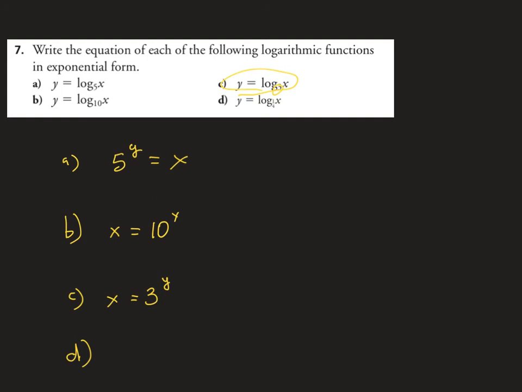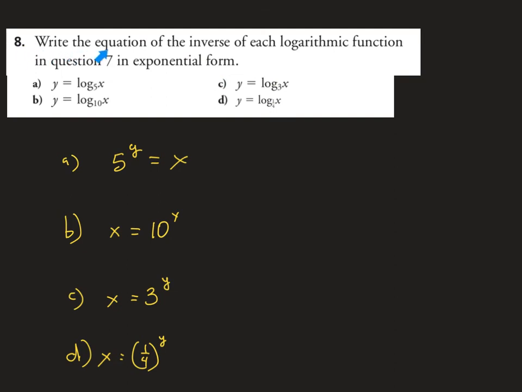Let me see without my glasses here. It looks like it's 1/4. So the base is 1/4. And since this is an x above the 1/4, we're going to make it a y, because we're switching it to the other form. There we go. There is the exponential form of those 4 logs.